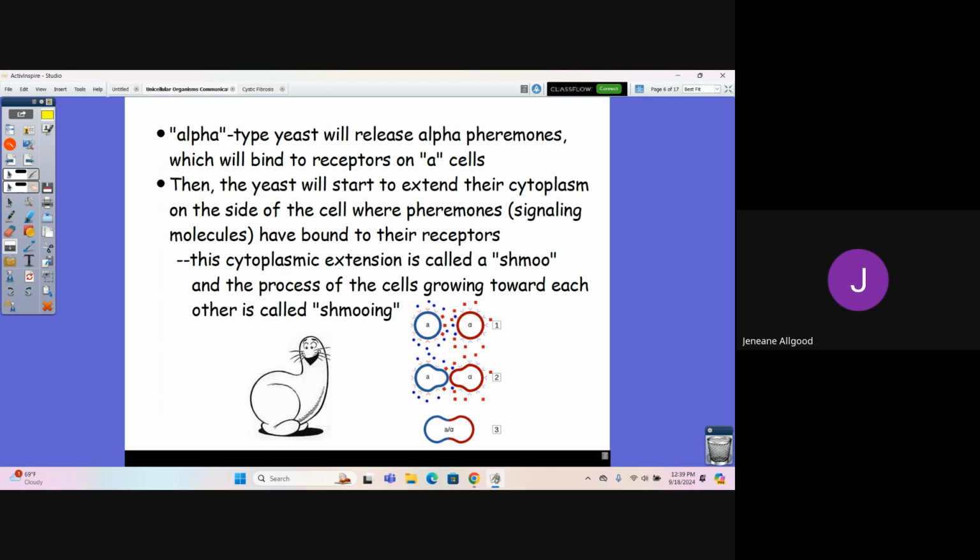So this little creature is like a cartoon figure from I think the 50s or 60s called a shmoo. And so some nerdy scientist saw what they look like when this is happening and thought they looked like this cartoon character, which is where the shmoo term came from.